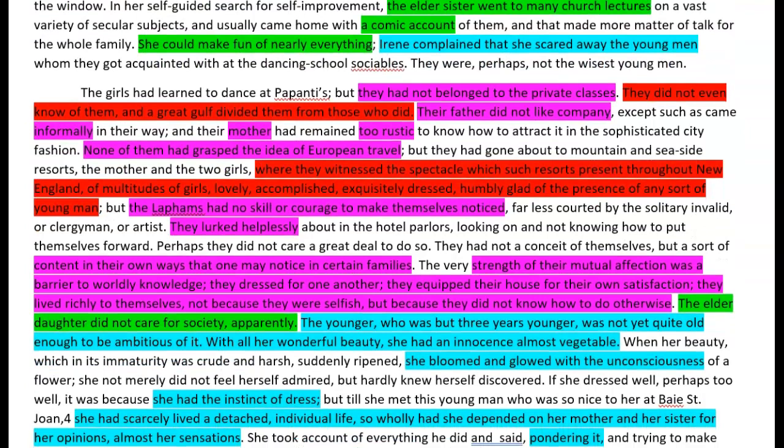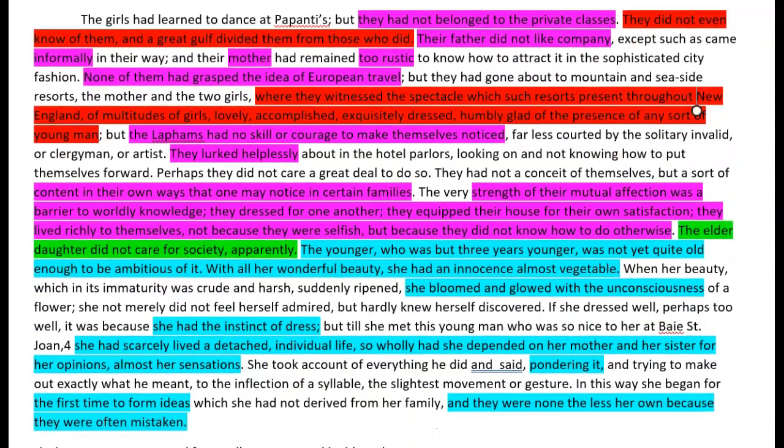But when you get down into the next section, here's where you really get into the social commentary, and you needed to look at your footnote for this. The girls had learned to dance at Pampanetti's, but they had not belonged to the private classes. They didn't even know there were private classes, and there was a great gulf between the girls who had the private classes and the girls who did not. And this is one of the reasons why we read Great Expectations this year. It's an allusion back to the haves and have-nots.